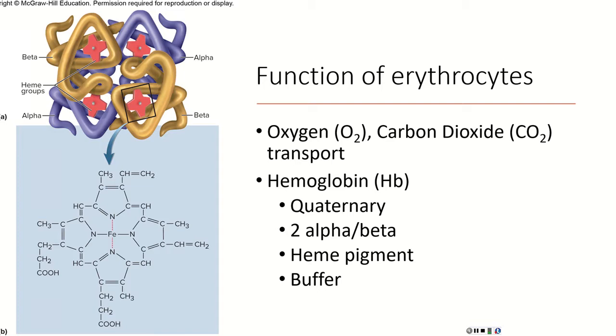So here is our hemoglobin. This again is on page 676 of your textbook. And the function of hemoglobin is to carry oxygen. We'll see later in the semester it also carries carbon dioxide, but oxygen transport is the real main function of hemoglobin. And hemoglobin has a quaternary structure. Maybe you're familiar with that word from Bio 137, maybe not.